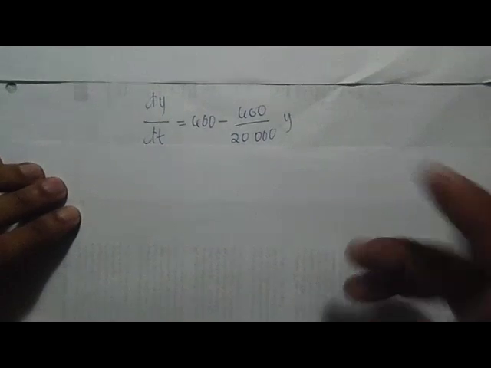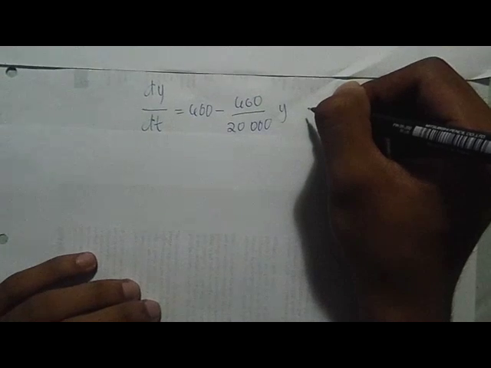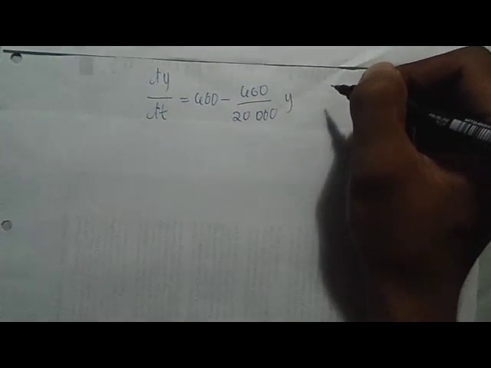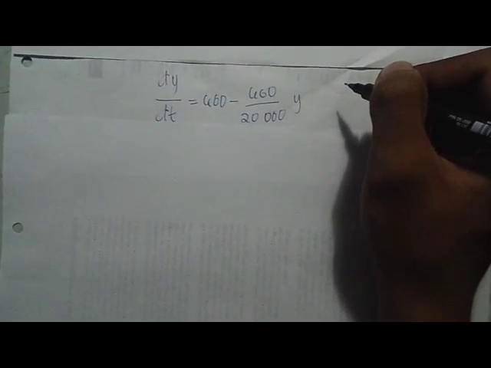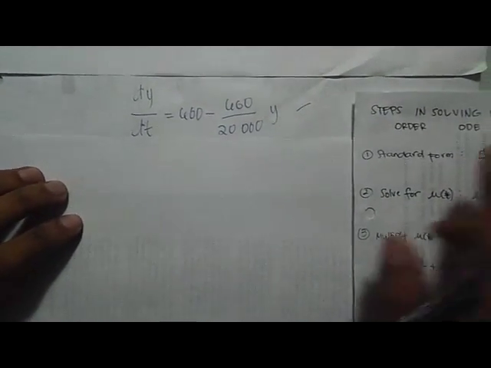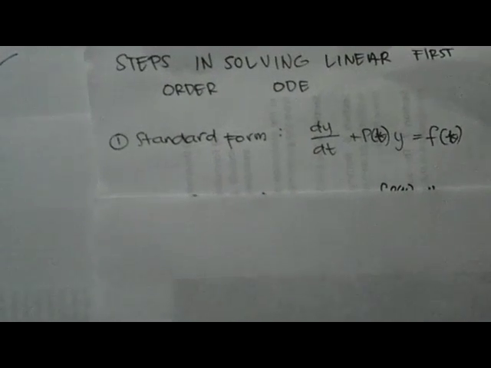Now that we already obtained an equation, this is already a linear first order ODE. So now we need to solve for the general solution of the equation so that we could answer the necessary questions that we need to answer. So now we have this one as our equation, and we have several steps in solving linear first order ODEs. So of course, the first step is this one. We need to write the equation in standard form.